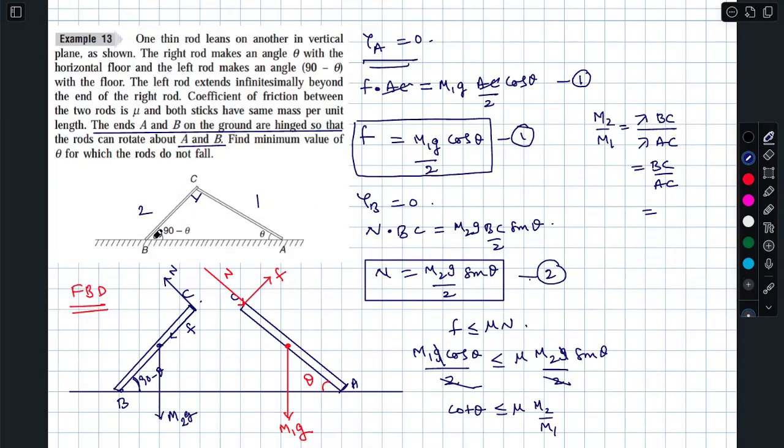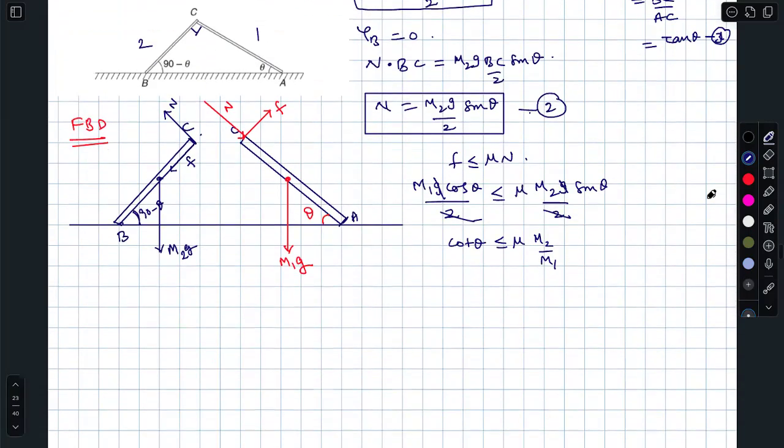Right angle by BC, AC opposite by adjacent, tan theta. Equation 3. Now use equation 3 here. Cot theta less than or equal to mu tan theta.